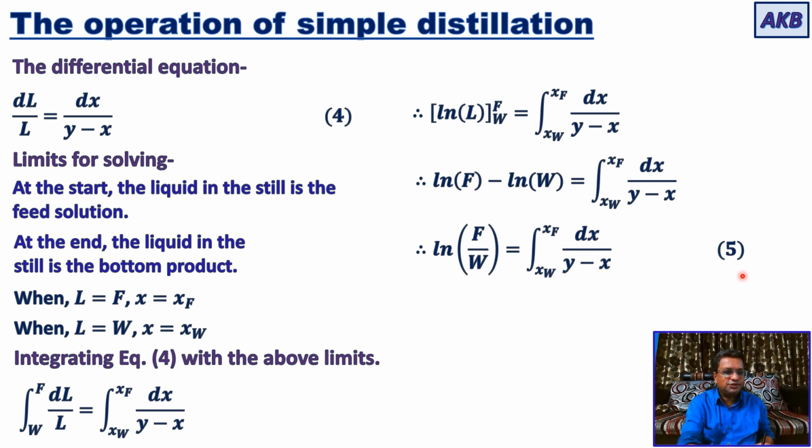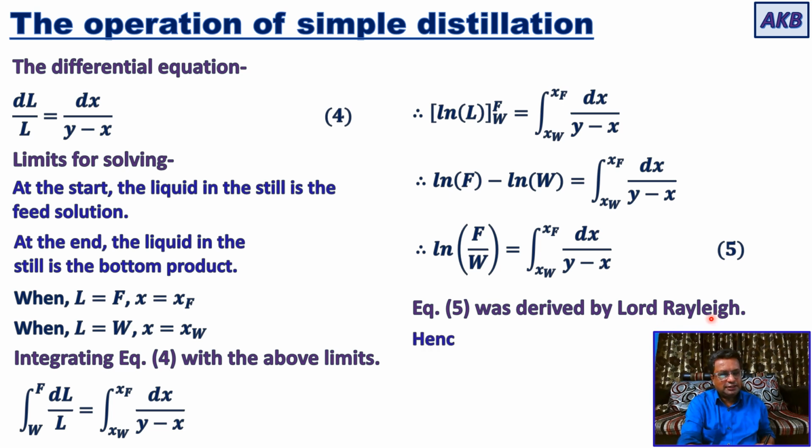Now let me call this equation number 5. Equation number 5 was derived by Lord Rayleigh, and that's why it is known by his name. It is called Rayleigh's equation. Rayleigh's equation is the governing equation for simple distillation, or differential distillation, as simple distillation is also called differential distillation.